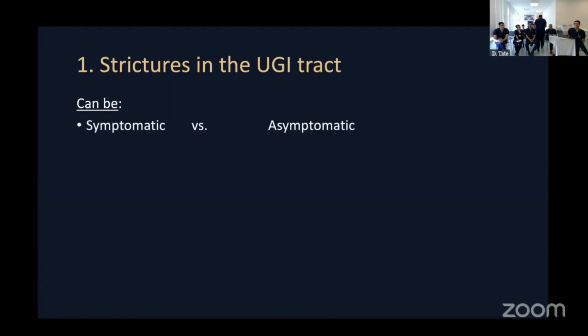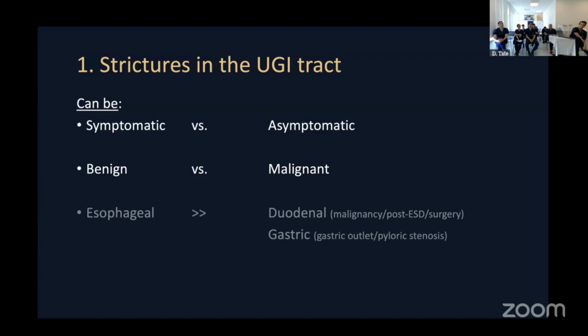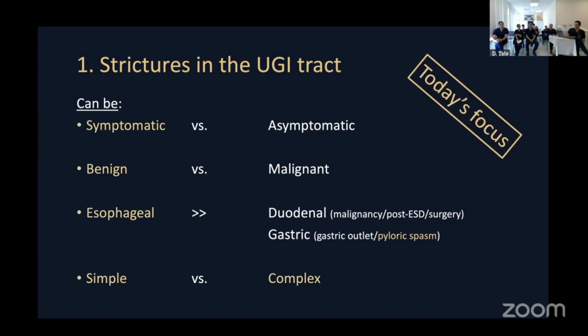So first of all, strictures in the upper GI tract can be symptomatic or asymptomatic, benign or malignant, esophageal most commonly, but also duodenal, that's mostly post-surgery or post-intervention, and then gastric, and then simple or complex. I think our focus today will be the symptomatic, benign strictures, mostly esophageal, but also pyloric, and then simple or complex.